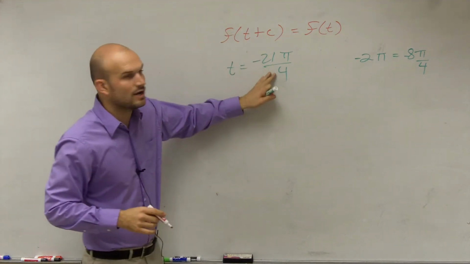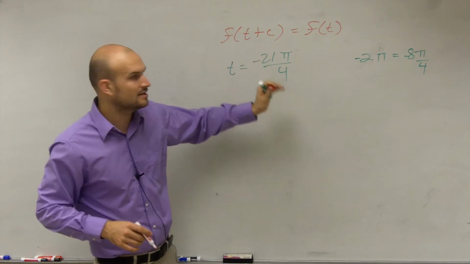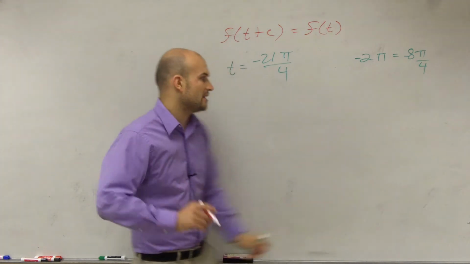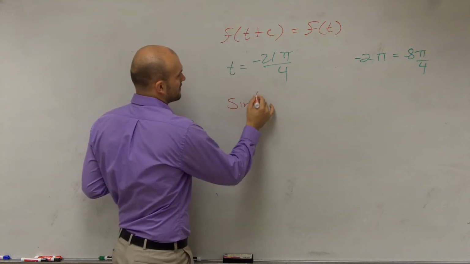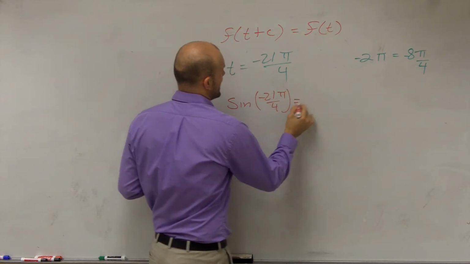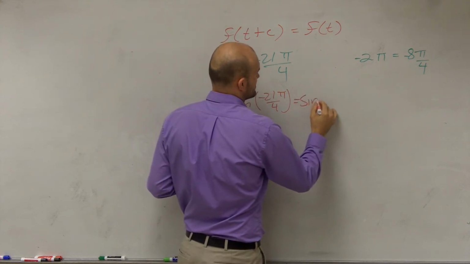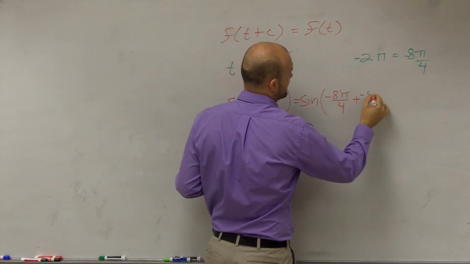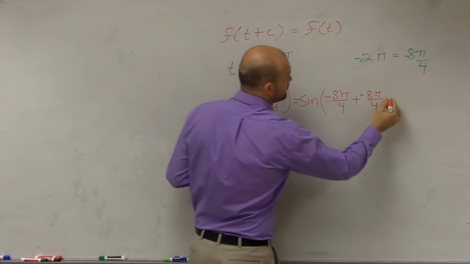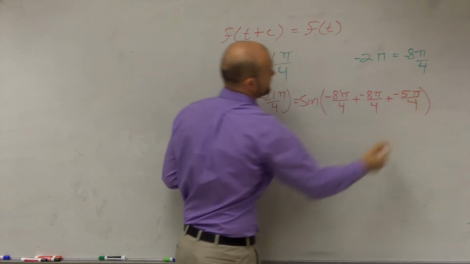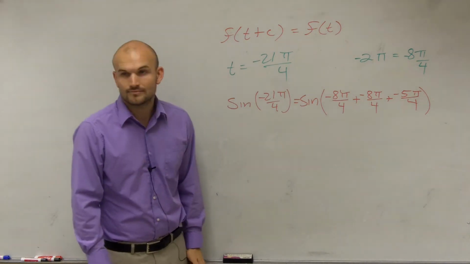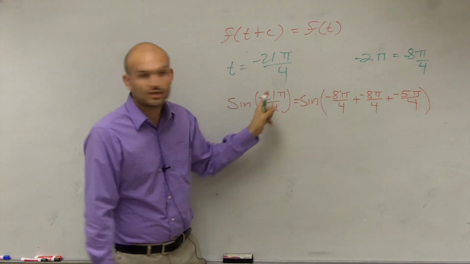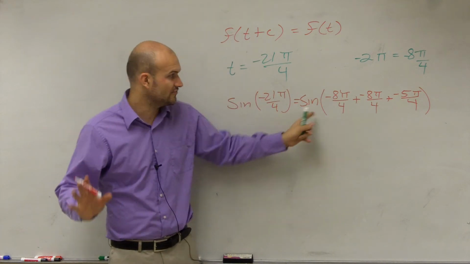So what I want to say is, can I write this as an addition problem using 2 pi? Well, since I have a denominator here, I'm not going to use negative 2 pi. I'm going to use negative 8 pi over 4. Just follow me here. So let's say sine of negative 21 pi over 4 is equivalent to sine of negative 8 pi over 4 plus negative 8 pi over 4 plus negative 5 pi over 4. Do you guys agree with me? Let's add them up. Negative 8, negative 16, negative 5 is going to give you negative 21. Are these equivalent? Yes. Do you follow that, Nico? Do you follow those are equivalent?